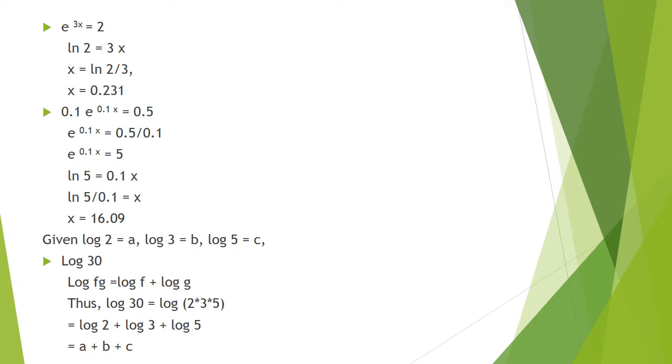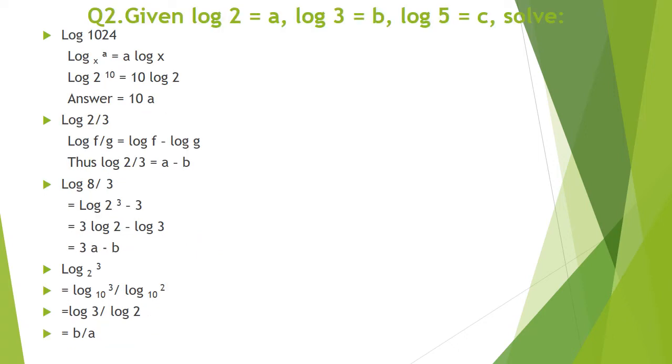So now you're given log 2 is equal to A, log 3 is equal to B, and log 5 is equal to C. How do we calculate log 30? To get this answer, put it in an equation. As you have been told, log fg is equal to log f plus log g. Therefore, log 30 is equal to log of 2 multiplied by 3 multiplied by 5, which is log 2 plus log 3 plus log 5. Hence, A plus B plus C.